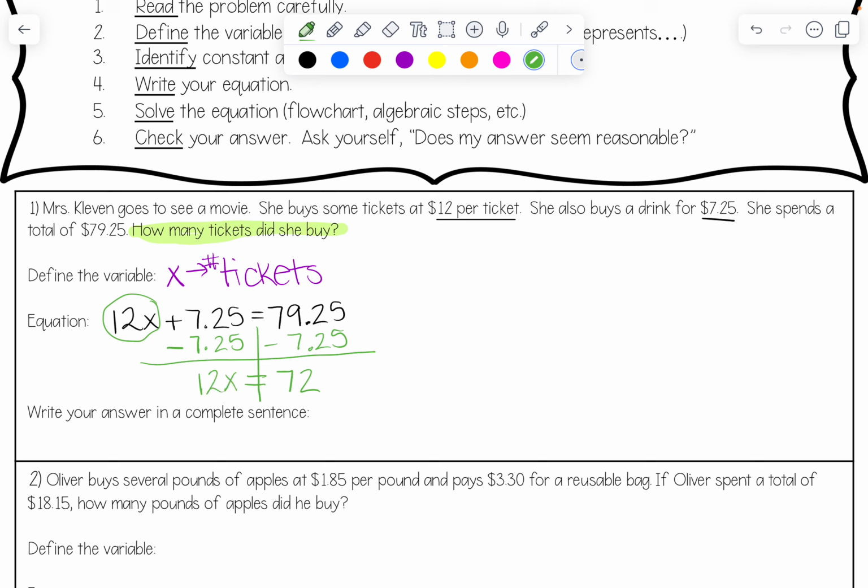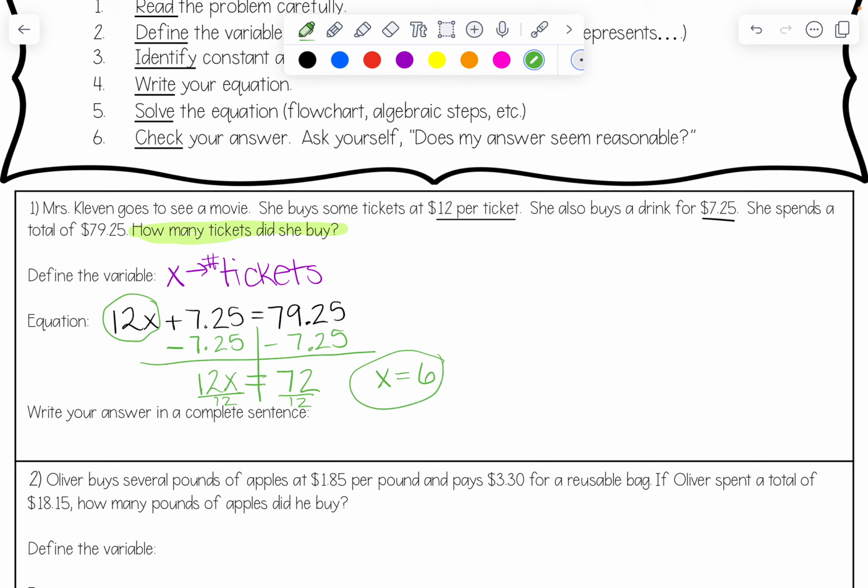What this is telling me is, I had spent a total of $79.25, but if I take off the cost of my drink, that means I spent $72 on tickets. And it was $12 per ticket. So now I can divide by 12, and then I can figure out that x is going to equal 6.